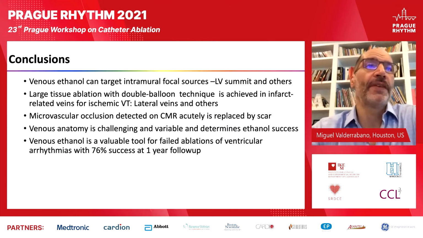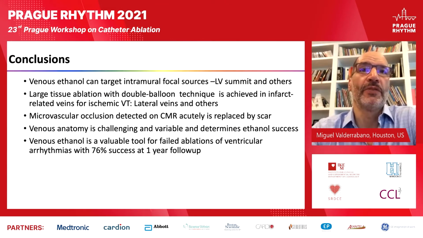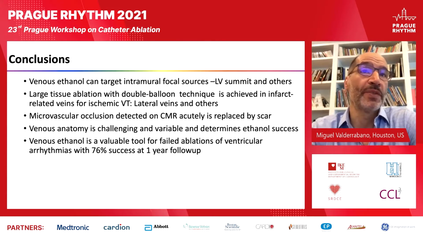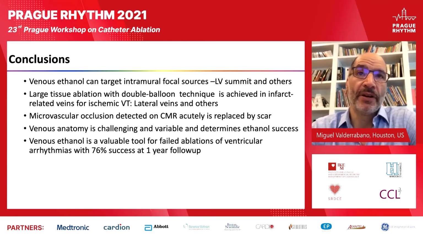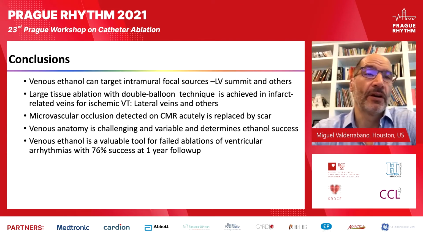So we conclude that venous ethanol can target intramural focal sources, LV summit and others. We can obtain a large tissue ablation with the double balloon technique, particularly when used in infarct-related veins. Most commonly, we've used it in laterals, but also in others. Alcohol leads to microvascular occlusion detected by MRI acutely, and then it is replaced by scar.